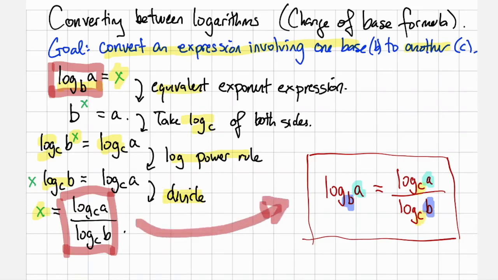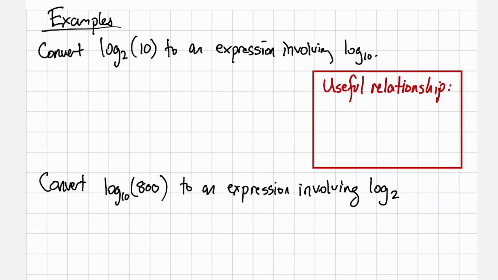I've highlighted that over here. Something important to notice is that in this fraction, the base of the logarithm is c in both cases. The argument of the numerator is the argument of the original expression, and the argument of the denominator is the base in the original expression. Now let's practice using this change of base formula.